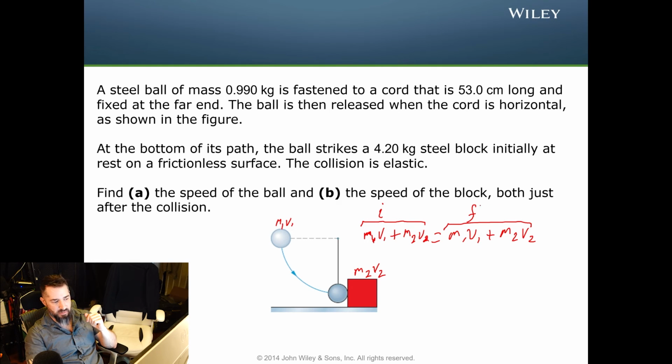So this is the entire initial portion, this is the entire final portion. Right off the bat, you can simplify the equation, right? Because you have mass 2 goes to 0, goes away, because this is not moving, right? So it must go to 0.